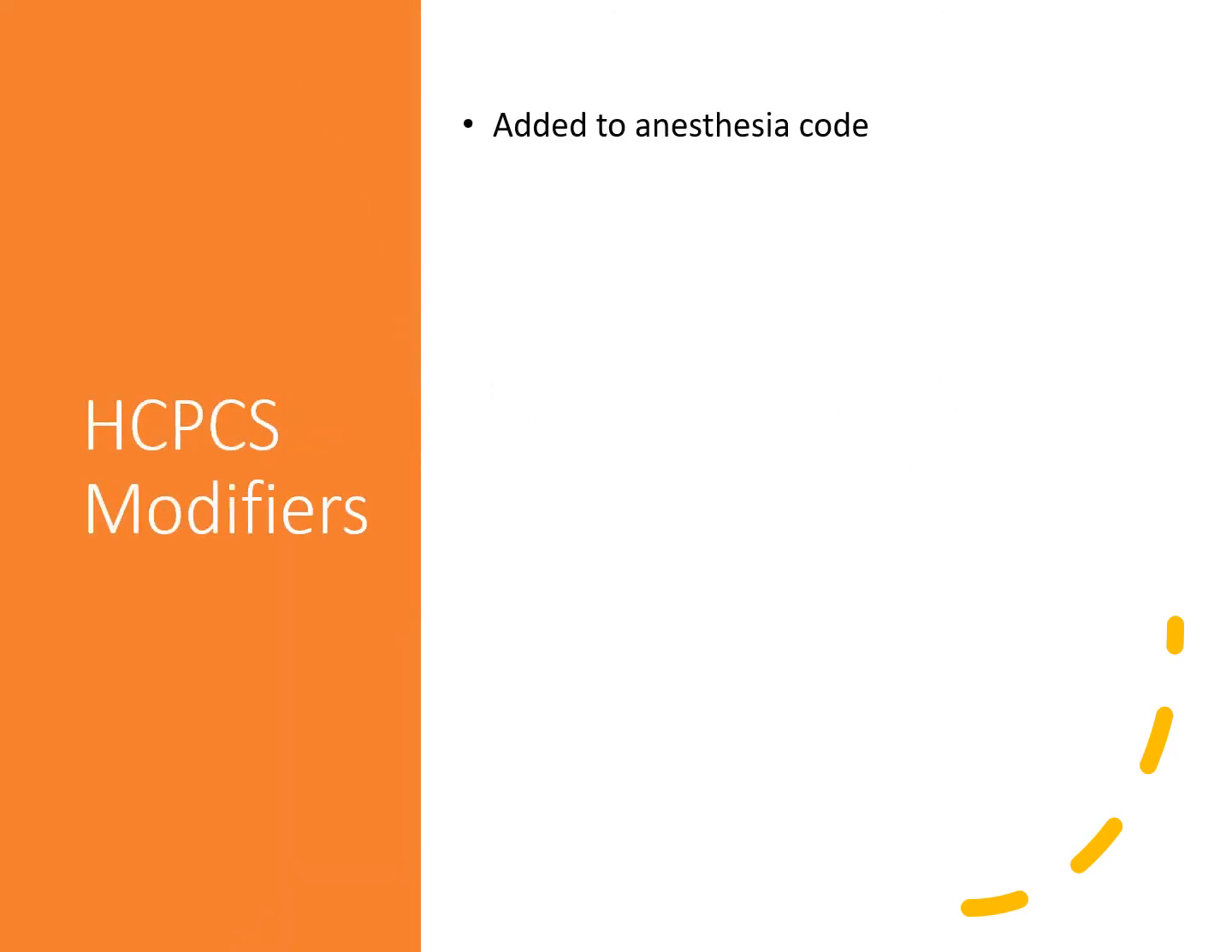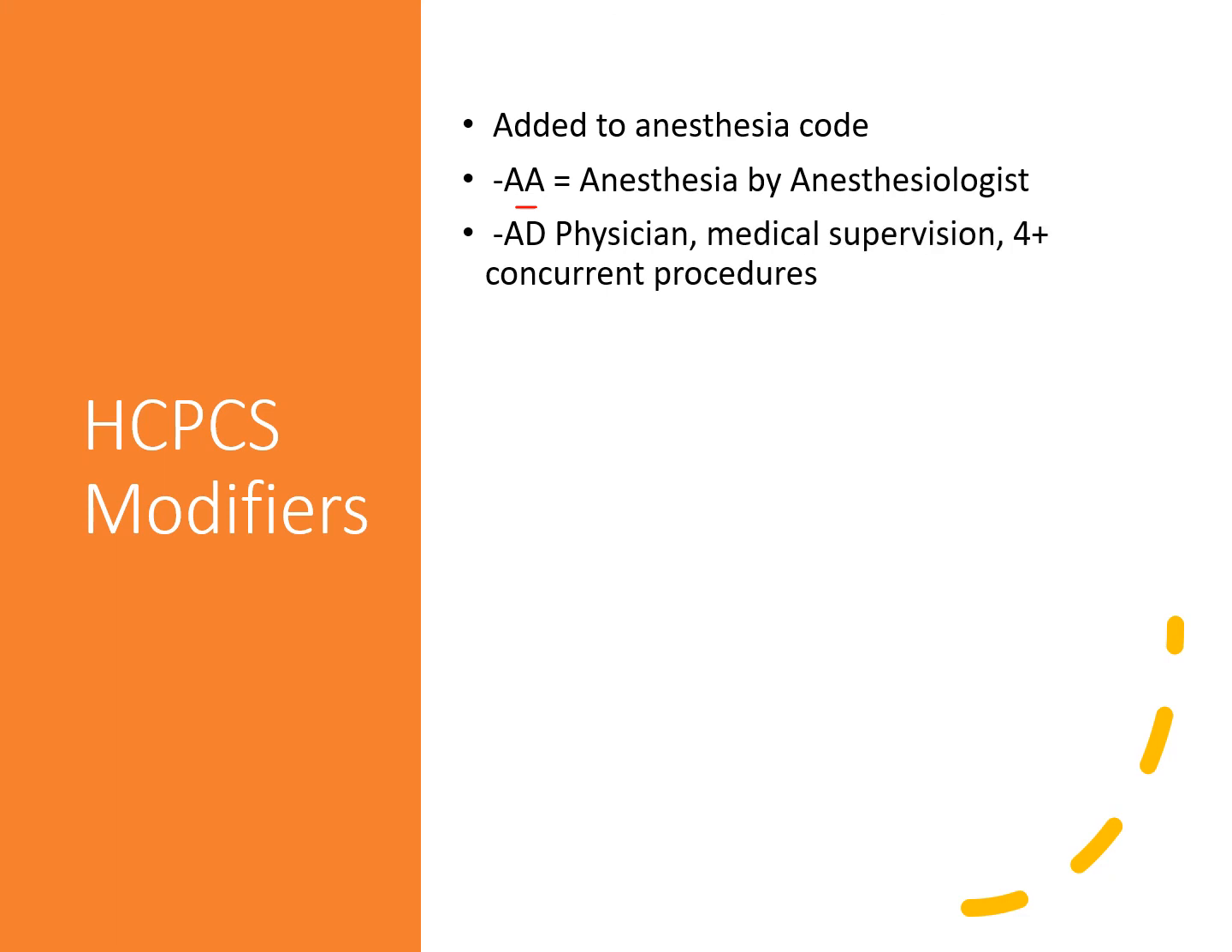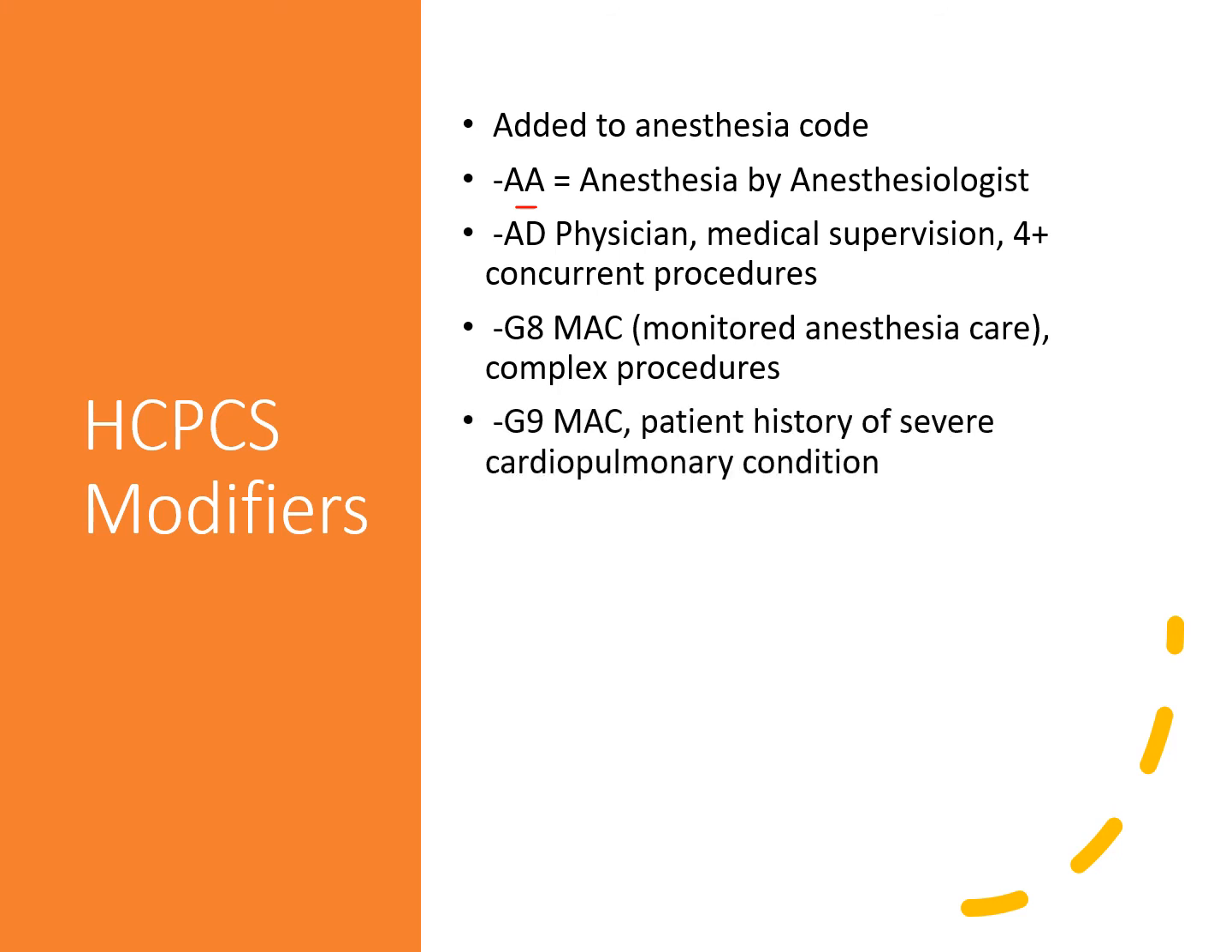HCPCS modifiers, you'll find those in your HCPCS coding book. That's the smaller one with the spirals. They're added to the anesthesia codes. Now remember, those anesthesia codes all begin with a 0. So AA is anesthesia by anesthesiologist. AD, physician, medical supervision of 4 or more concurrent procedures. G8, monitored anesthesia care, complex procedure. G9, patient history of severe cardiopulmonary condition.